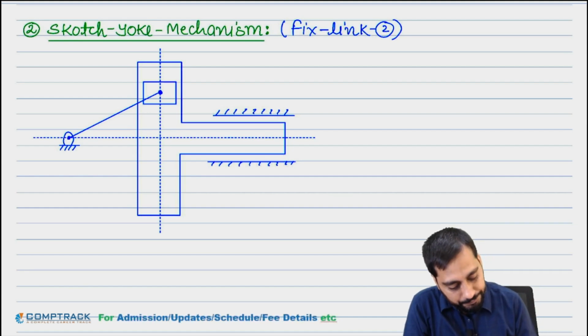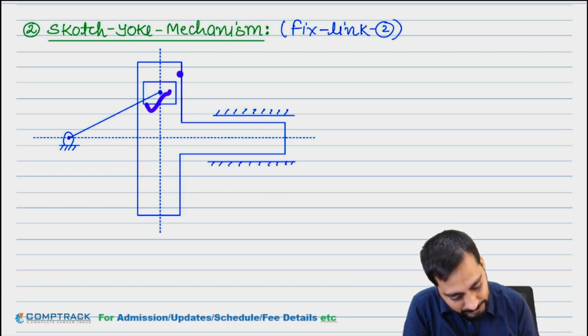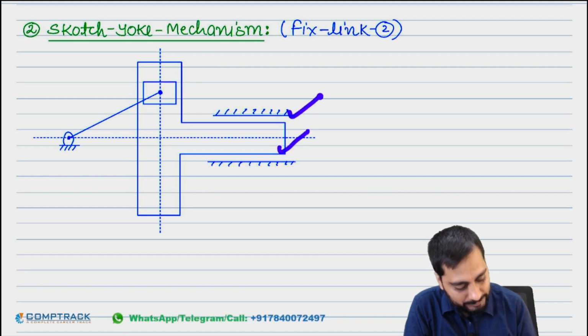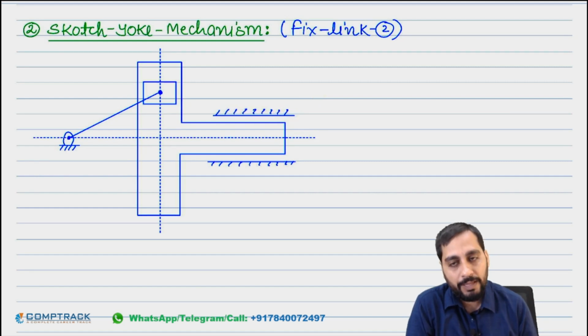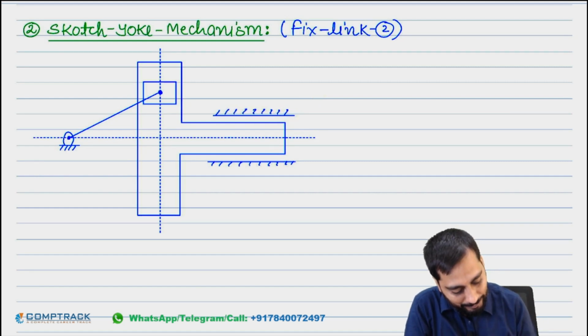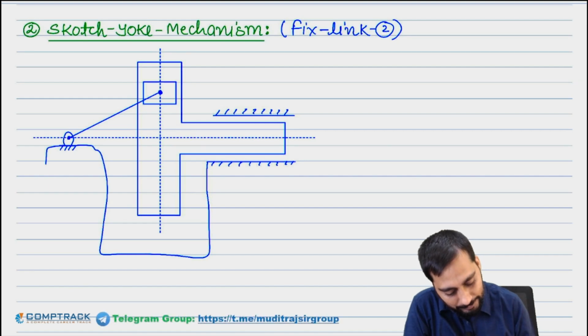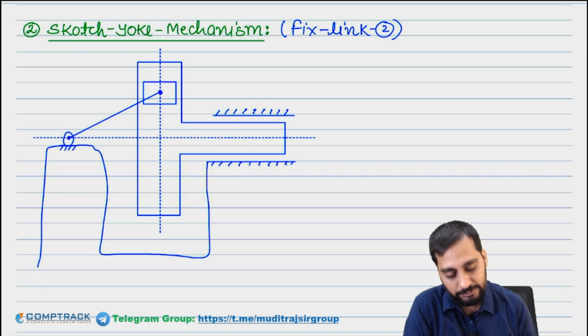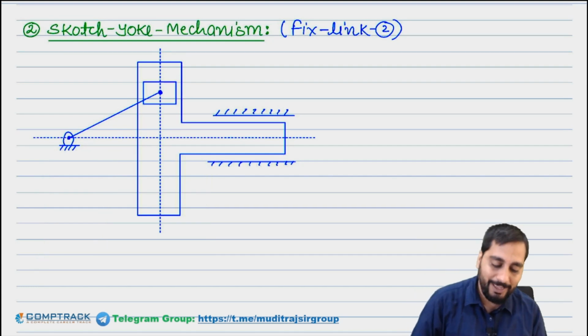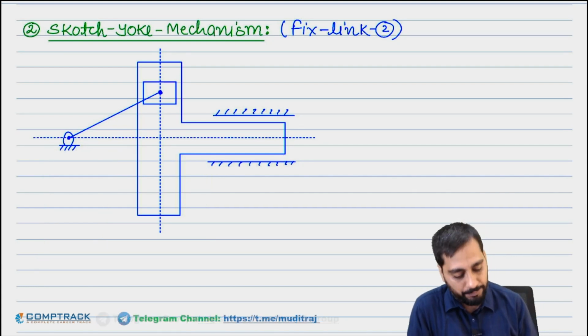So now this is slider, this is cylinder, but here this is slider, this is cylinder. So this cylinder is fixed, and this cylinder will have the same like this. Whole body is one, so one cylinder is actually fixed. Okay, so the next inversion will be found.